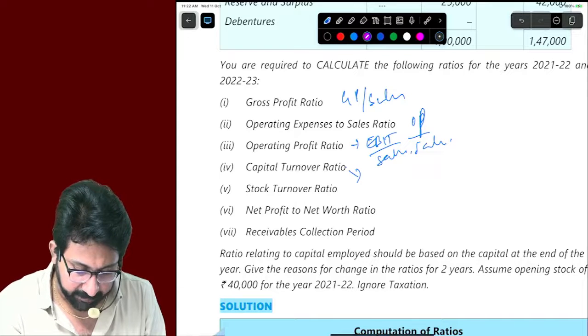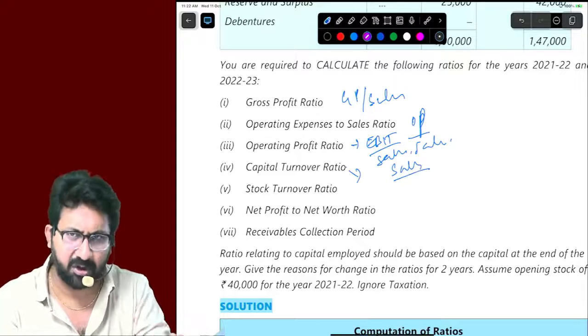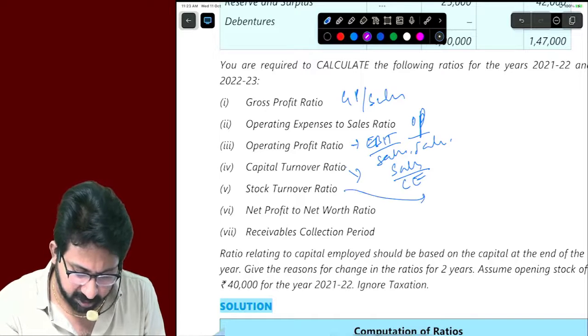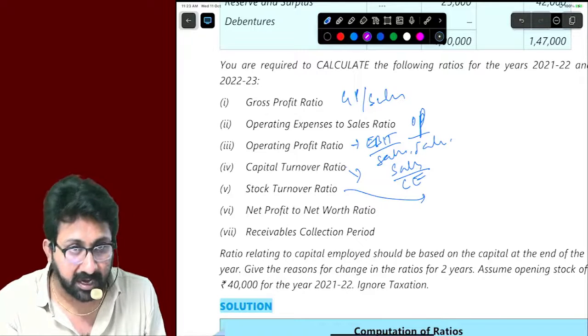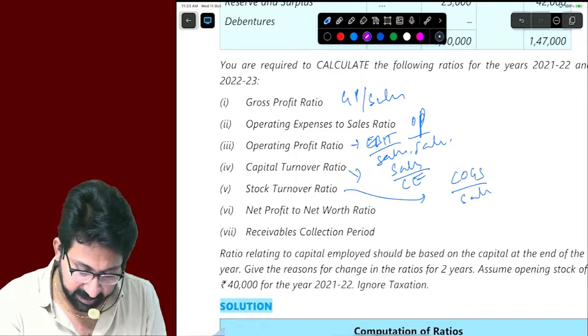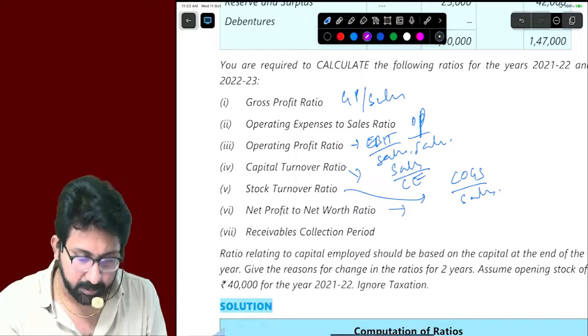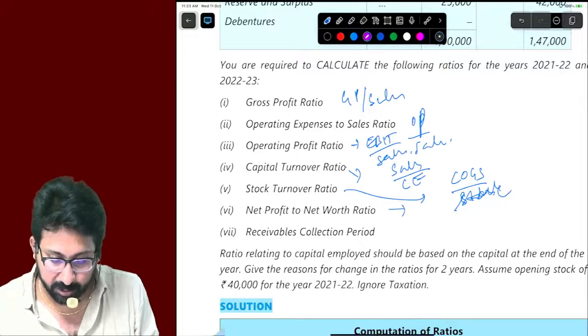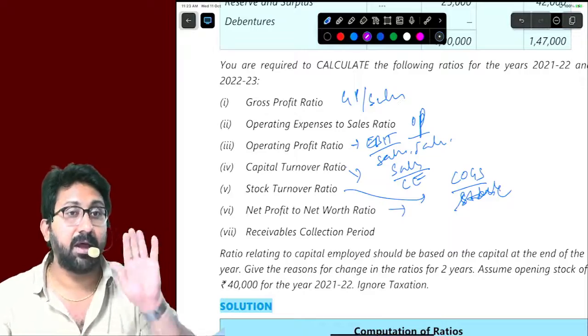Capital turnover. Sales divided by capital employed. Next, stock turnover. Oh, sorry. Cost of goods sold divided by stock. Now answer my question clearly.